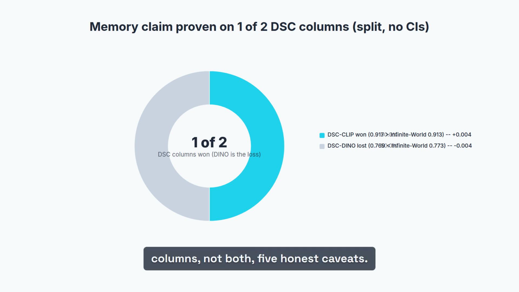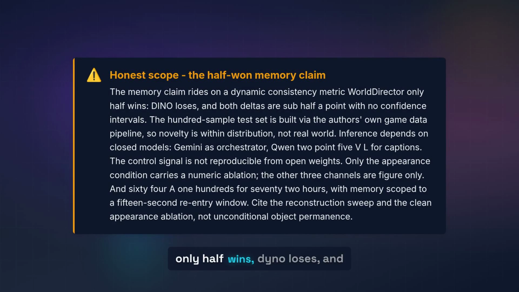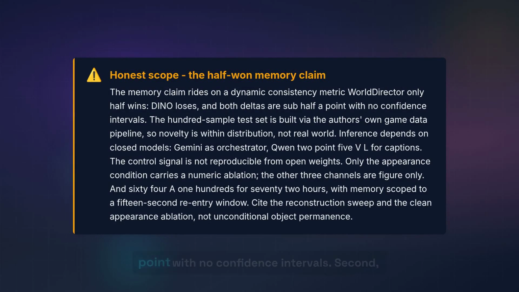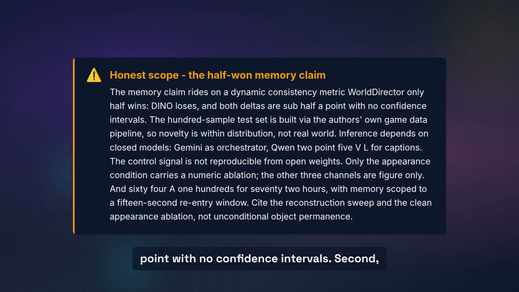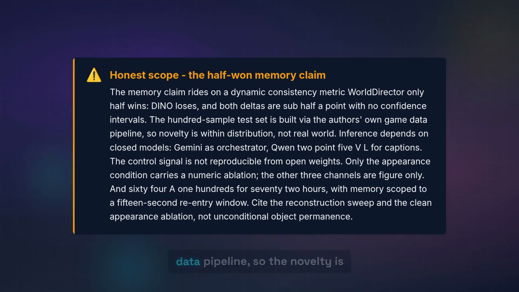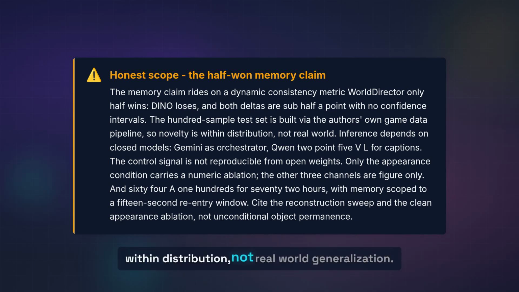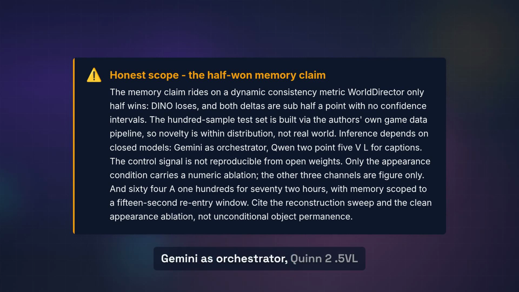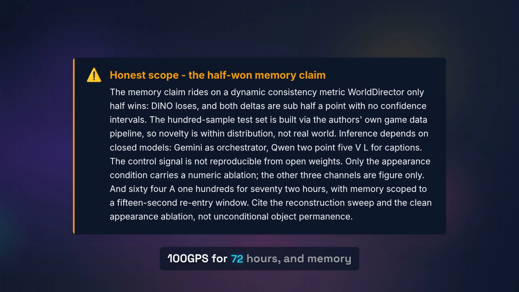5 honest caveats. First, the memory claim rides on a dynamic consistency metric. WorldDirector only half wins, DINO loses, and both deltas are sub half a point with no confidence intervals. Second, the 100-sample test set is built via the authors' own game data pipeline, so the novelty is within distribution, not real-world generalization. Third, inference depends on closed models, Gemini as orchestrator, Qwen 2.5 VL for captions, so the control signal is not reproducible from open weights. Fourth, only the appearance condition carries a numeric ablation, the other 3 channels are figure only. Fifth, 64 A100 GPUs for 72 hours, and memory is scoped to a 15-second reentry window.